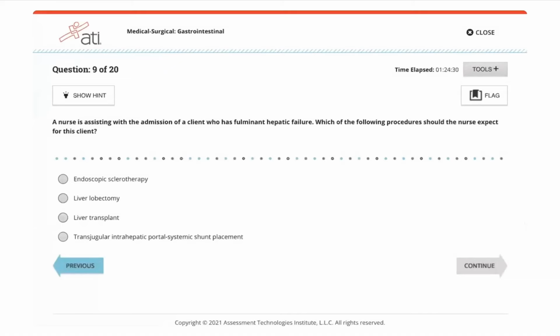This says, a nurse is assisting with the admission of a client who has fulminant hepatic failure. Which of the following procedures should the nurse expect for this client? Now, what do you think this patient is going to have as a procedure? I would say hepatic failure.